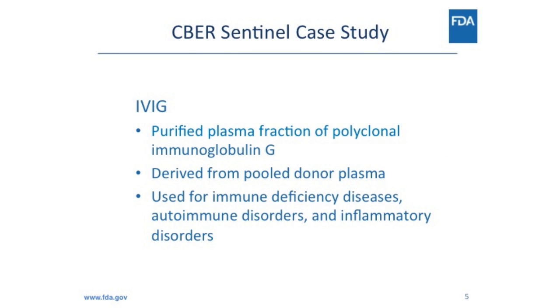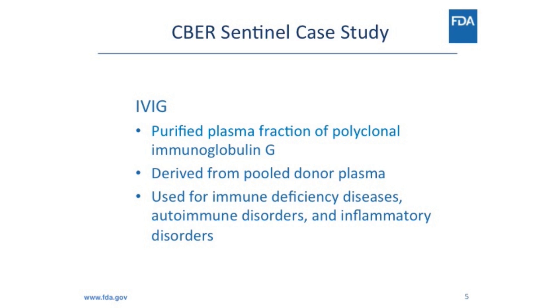So very quickly, what is IVIG? It's immune globulin that's been pooled from donor plasma. It has a number of uses, both approved and unapproved. The major uses certainly are for immune deficiency diseases, as well as autoimmune and inflammatory disorders.